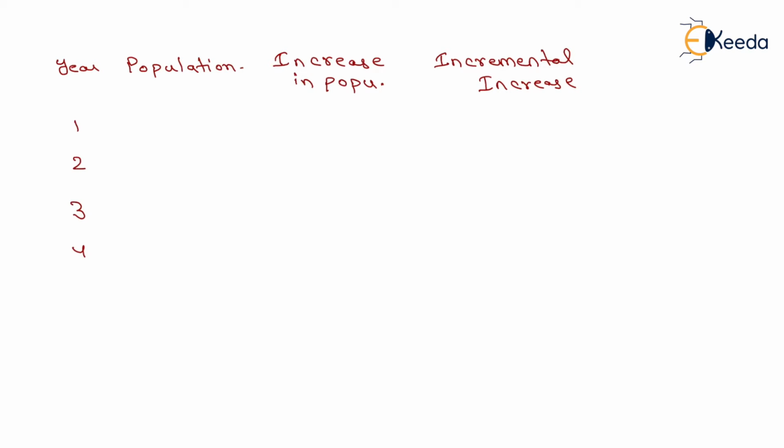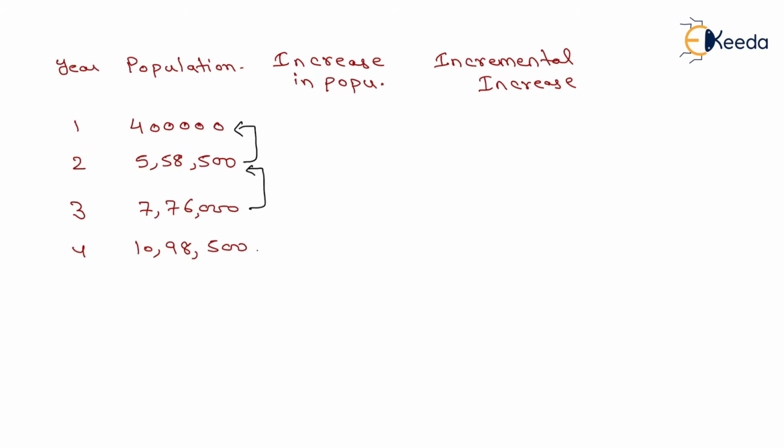Now the first year population is given as 4 lakhs, so we write here 4 into 10 to the power 5. Now the next year population is given as 5,58,500. The next as 7,76,000. Clear? And the last population given in the question is 10,98,500. Now we need to find the increase in population per decade, for which we need to subtract the values from this to this, this to this, and this to this.